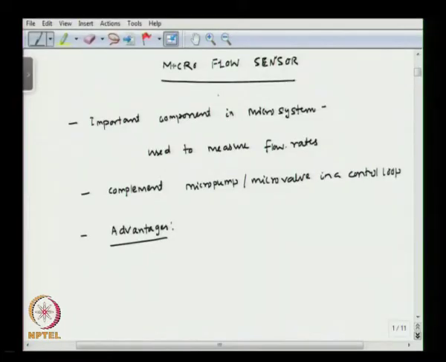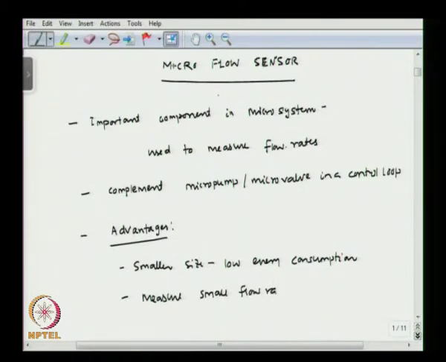So, the advantages are smaller size, so that gives low energy consumption, and the second is they can measure small flow rates of the order of nanoliter per minute to microliter per minute.